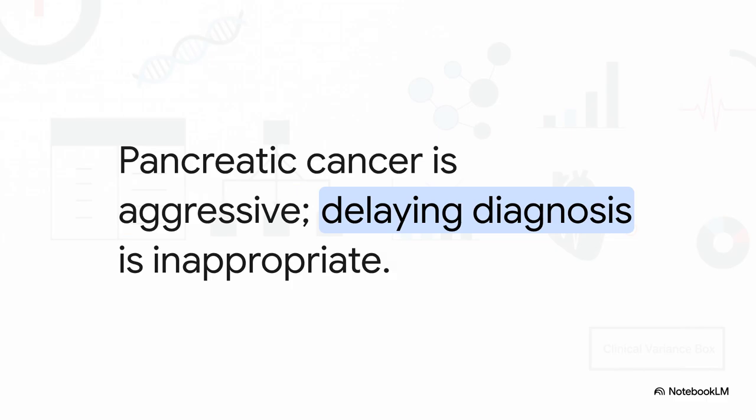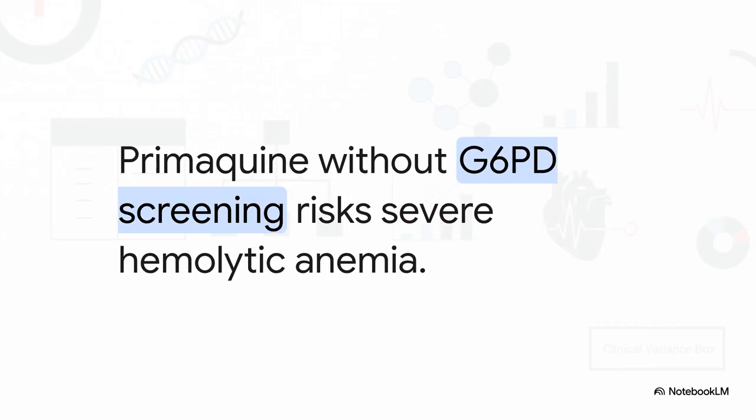Option D, repeating the CT in 3 months? That is clinically inappropriate. Pancreatic cancer is highly aggressive. The diagnosis must be confirmed immediately to attempt surgical resection before major vascular encasement, like of the superior mesenteric artery, occurs. If that happens, the tumor is fatally rendered unresectable. Finally, option E, adding primaquine immediately, is a lethal trap. While primaquine is needed for vivax, administering it without first verifying the patient's G6PD status can trigger catastrophic hemolytic anemia. Furthermore, the immediate life-threatening priority here remains investigating the malignant biliary obstruction, not blindly modifying his malaria prophylaxis.